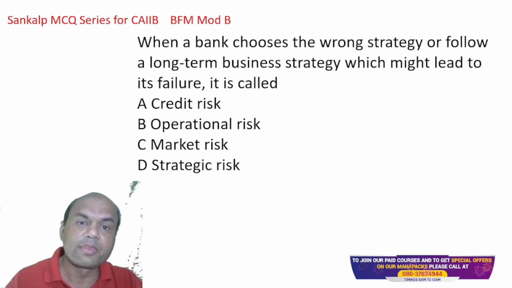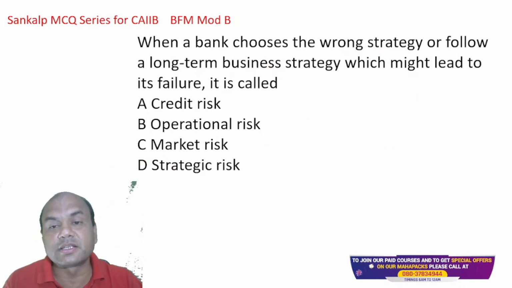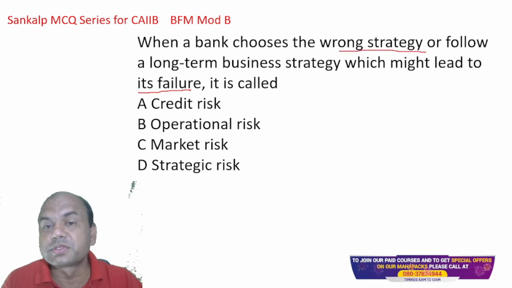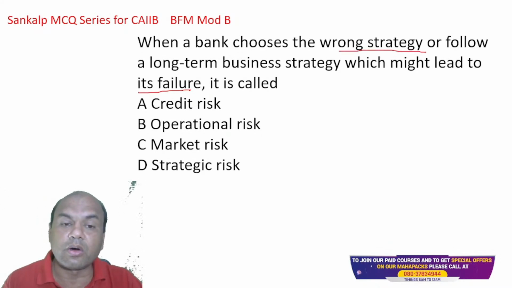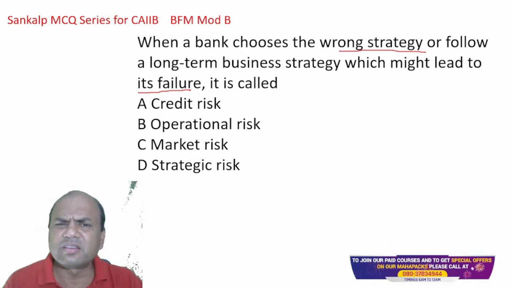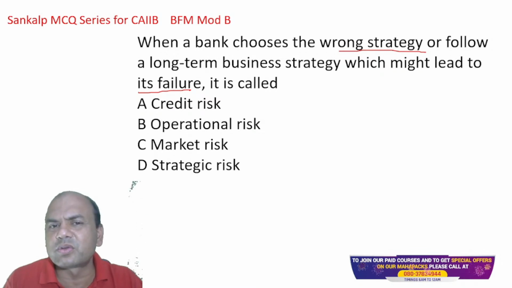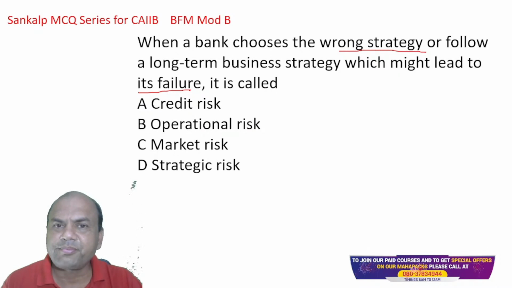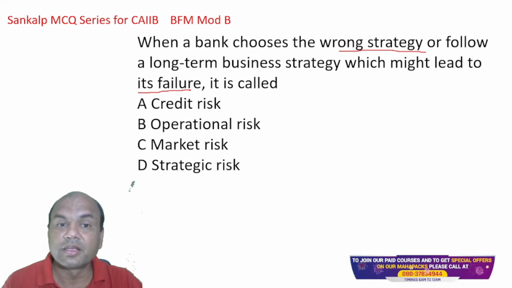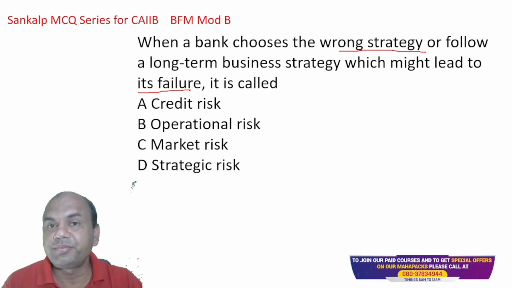When the bank chooses a wrong strategy or follows a long-term business strategy which might lead to its failure. So a wrong strategy for the future, it is known as what? Credit, operational, market or strategic. This is a logical question. This is less related to CAIIB, more related to business. But this risk is there in your CAIIB. It is called as, what is this? A, B, C or D? Credit, operational, market or strategic?